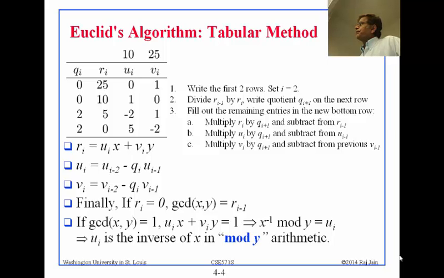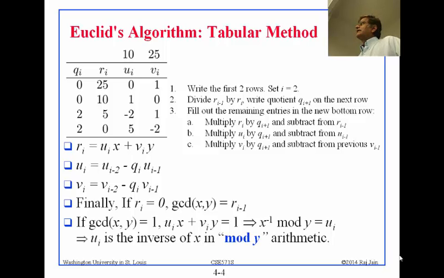Now the next thing you do is multiply ui by qi plus 1 and subtract from ui minus 1. So you just do the same thing but on this column here. On this column, we have 1, we multiply it by 2 and subtract from 0, so we get minus 2. What we did in the previous column, we do the same thing on this column. Same thing here: you take 0, multiply by 2 and subtract from the previous row, you get 1.